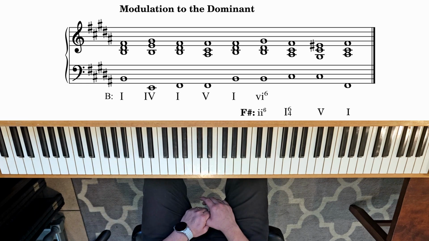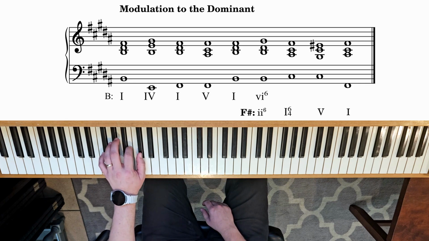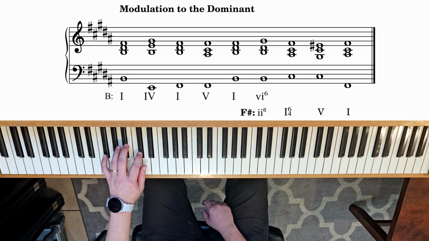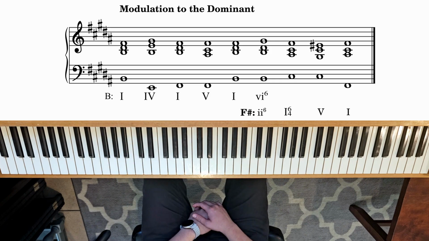Now we can go into looking at these last 4 chords in the key of F sharp major. Once again, let's start with our bass line. B, C sharp, C sharp, F sharp, 4, 5, 5, 1. And once again, to make it sound like F sharp major, we are going to be playing the primary bass tones in the key of F sharp major.